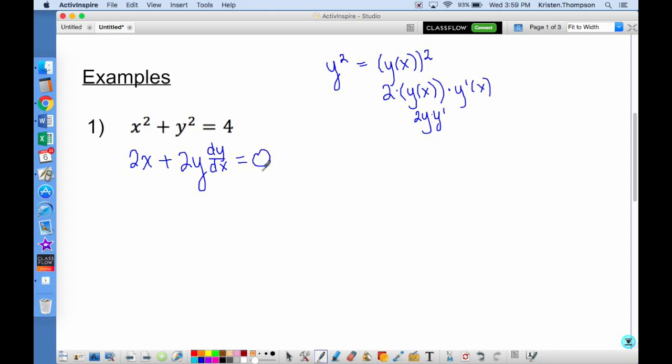There's step 1. Step 2 is to move all of our dy dx terms to one side. Our dy dx terms are going to be anything that has a dy dx in it, such as this 2y dy dx. That means anything that doesn't have a dy dx needs to move to the other side. So the 2x needs to subtract to the right side, and we get the equation 2y dy dx equals negative 2x.